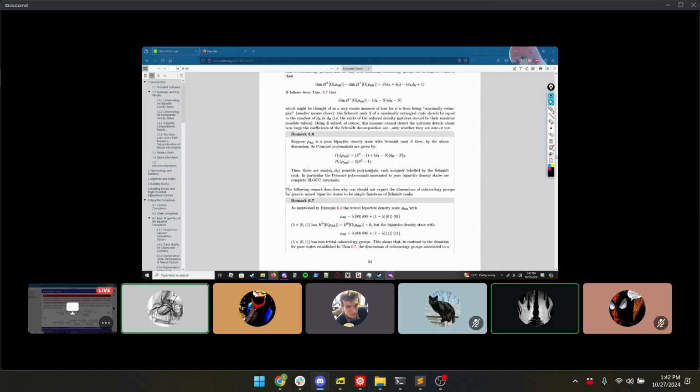So this polynomial is only for the bipartite system. Yes, the one on the screen now. This Poincare polynomial is only bipartite, which is why it only has one term. Yeah, the n-partite one will have more terms.